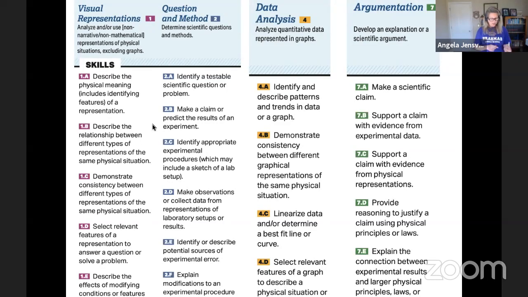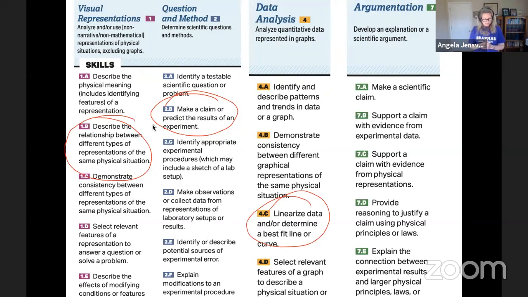But science practice 1, I'm just going to highlight one example. Describe a relationship between different types of representations of the same situation. So a representation could be a force diagram, a graph, an equation, a narrative statement. You should be able to go back and forth between those of the same physical situation. Make a claim. We're going to make a claim today. We're going to practice that.